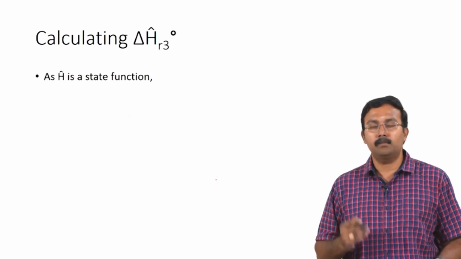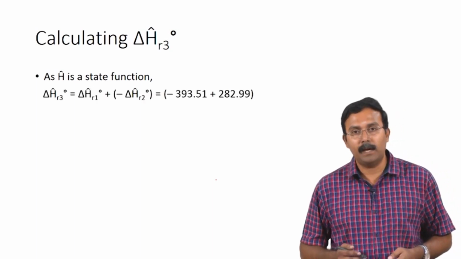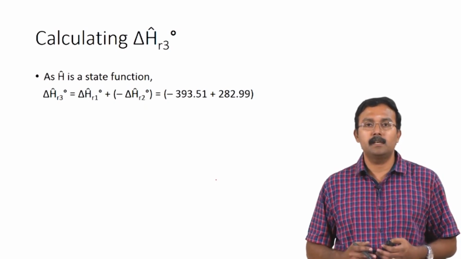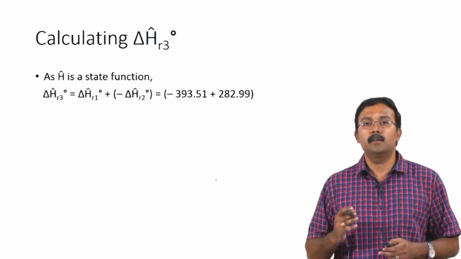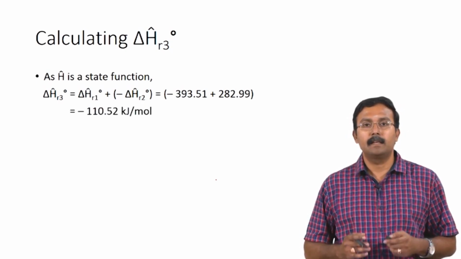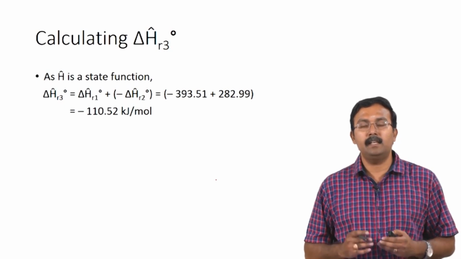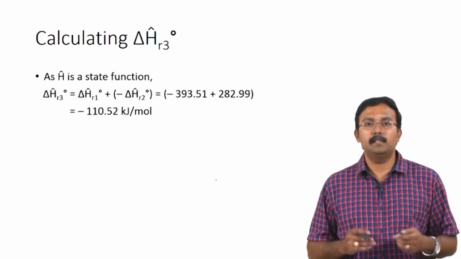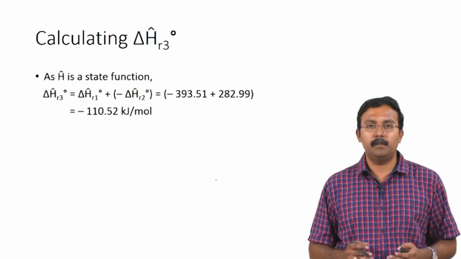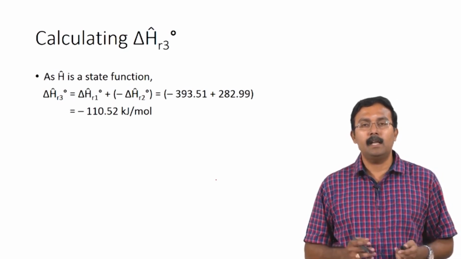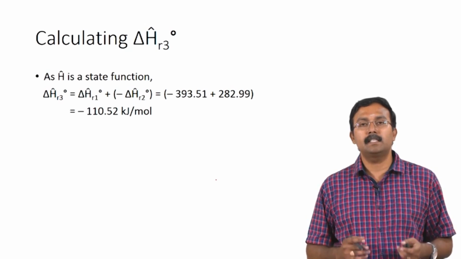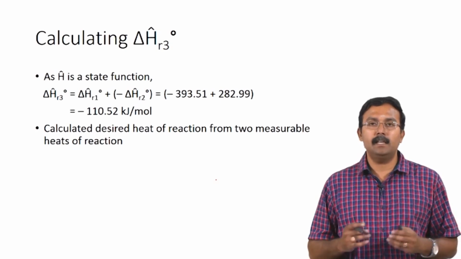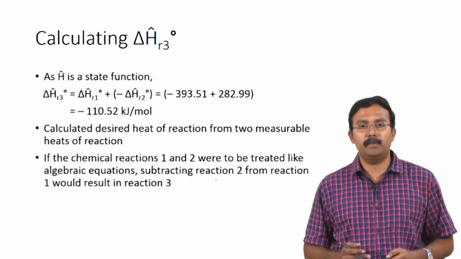We know that specific enthalpy is a state function. Using this, we can calculate the heat of reaction for the third reaction, which is the reaction of interest, as the heat of reaction for the first reaction minus the heat of reaction for the second reaction, thereby calculating delta HR3 as minus 110.52 kilojoules per mole. This is doable, and this is what people try to do when they calculate enthalpy changes for reactions that cannot be carried out directly. The desired heat of reaction has been calculated from two measurable heats of reaction.